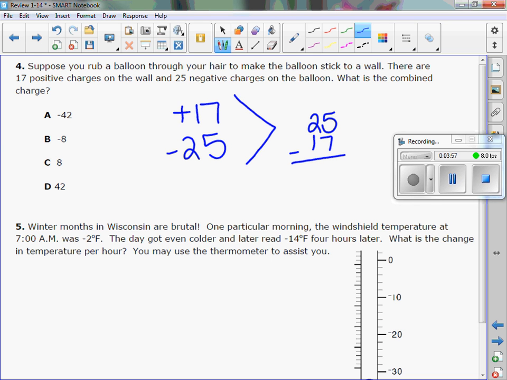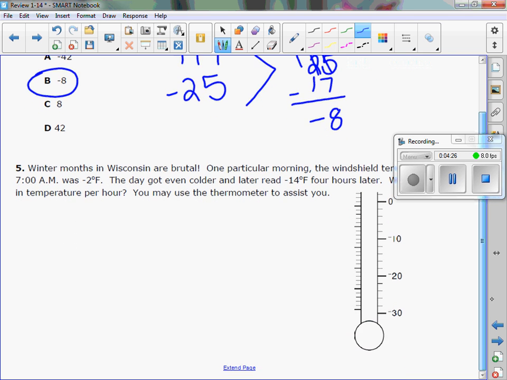25 minus 17, I cannot subtract 7 from 5, so you need to borrow. 15 minus 7 is 8, so your answer would be -8 because you still have negatives left over. Some of them got canceled out, but you still have negatives left over. Remember, you take the sign of the larger value. So -8 is your answer. Be really careful on your test whenever you take it because you'll see answer choices like you see here, +8 and -8. So it would be up to you to determine which one would be the correct sign for that question.